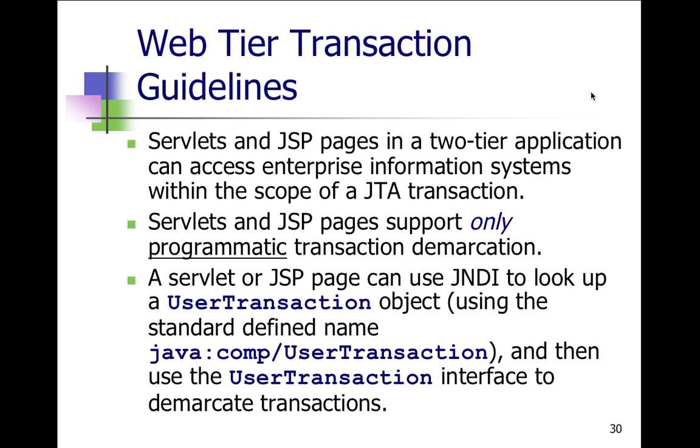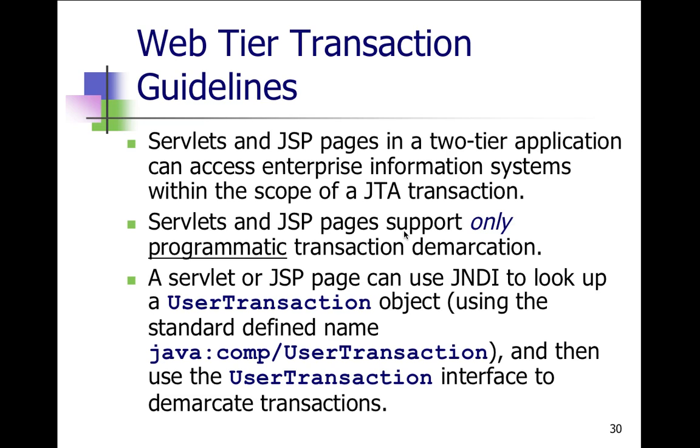So, web tier transaction guidelines. We know about the web tier from last time. Servlets and JSP pages in a two-tiered application can access enterprise information systems within the scope of the JTA transaction. And the servlets and JSP pages support only programmatic transaction demarcation, meaning it's done inside of the source code for the programs. There's no resource manager or transaction manager supported outside of the Java programs themselves.